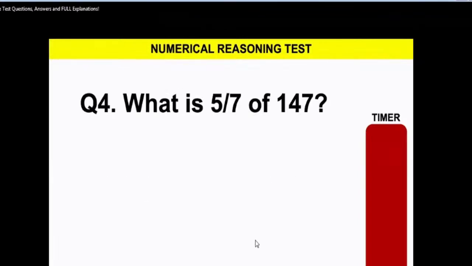Question number 4. Here we go. What is 5/7 of 147? There's a timer. Alright, guys, this is the question like the example the lecturer was talking about. So you guys send the answers as he did the formula. Send the answers in the chat box, please.